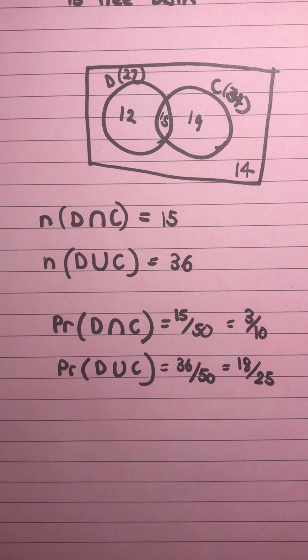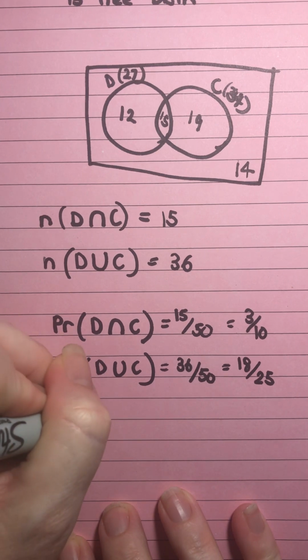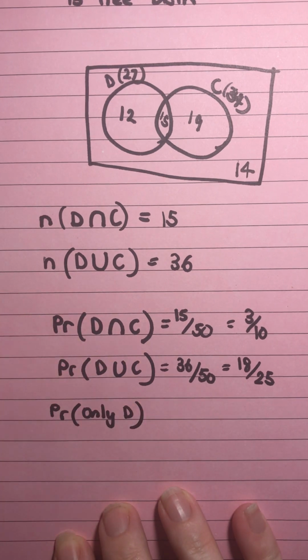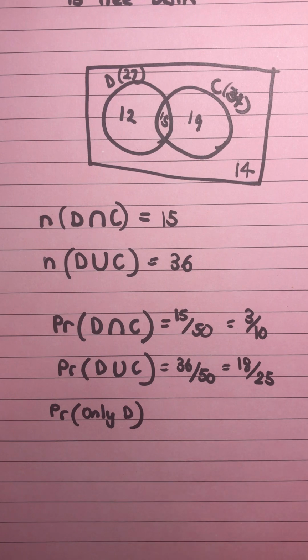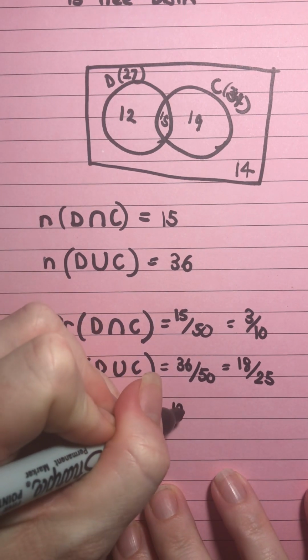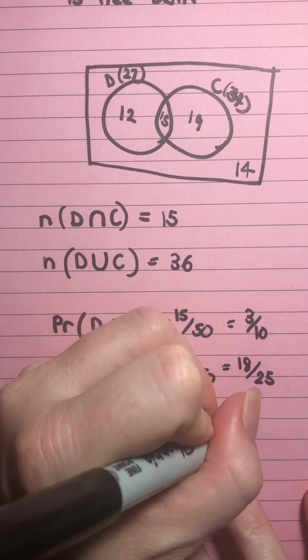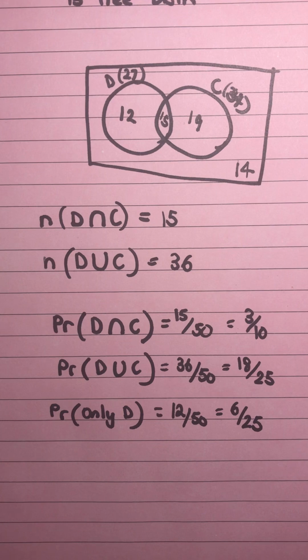If we wanted the probability of people only liking dogs, that would be the probability of only D, or we could write that as D and not C. Then the only D is the 12 over 50, which we can simplify as 6 over 25.